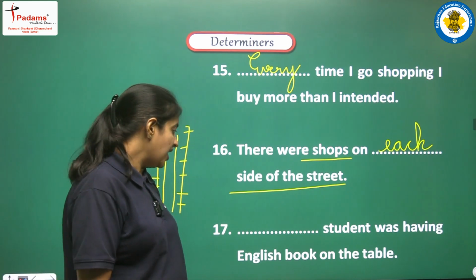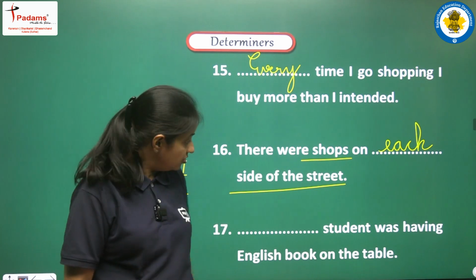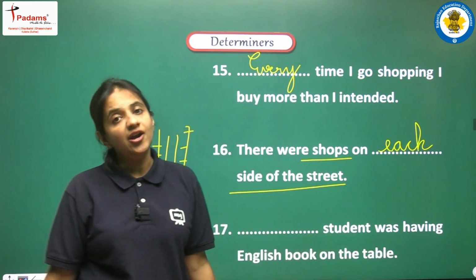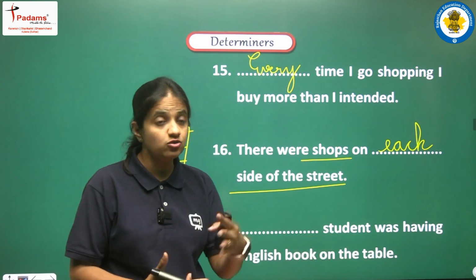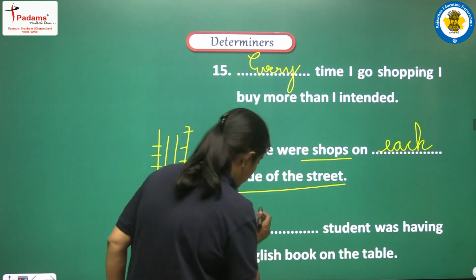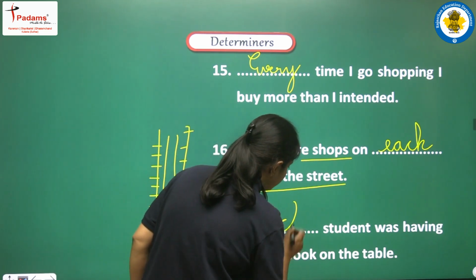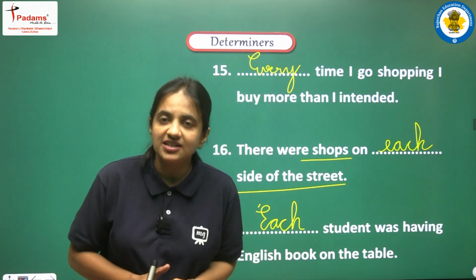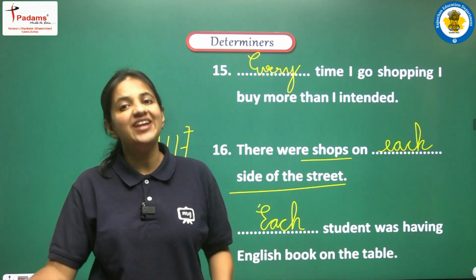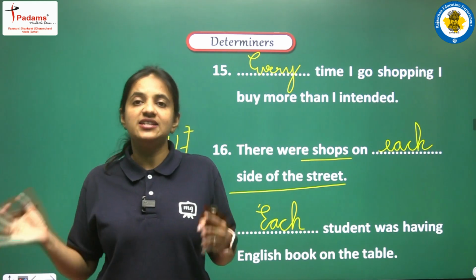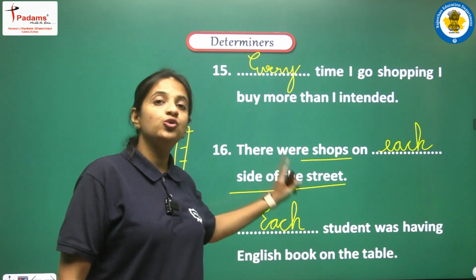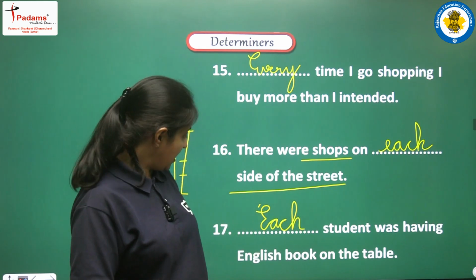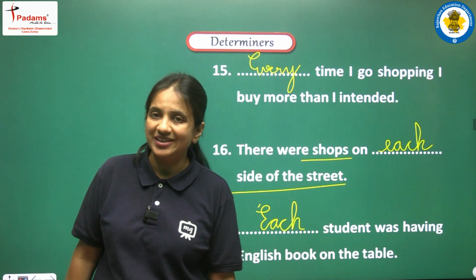Next, student was having English book on the table. Here we are talking about one class. In that class there are some students, and we are talking about all the students as individuals, and we are saying that each student was having an English book on the table. It means all the students in that class had taken their English book out of their bag and kept it on the table, right. So yes, we are referring to all the students as individuals, and this is the reason we have to use each here, and the complete sentence will be, each student was having English book on the table.